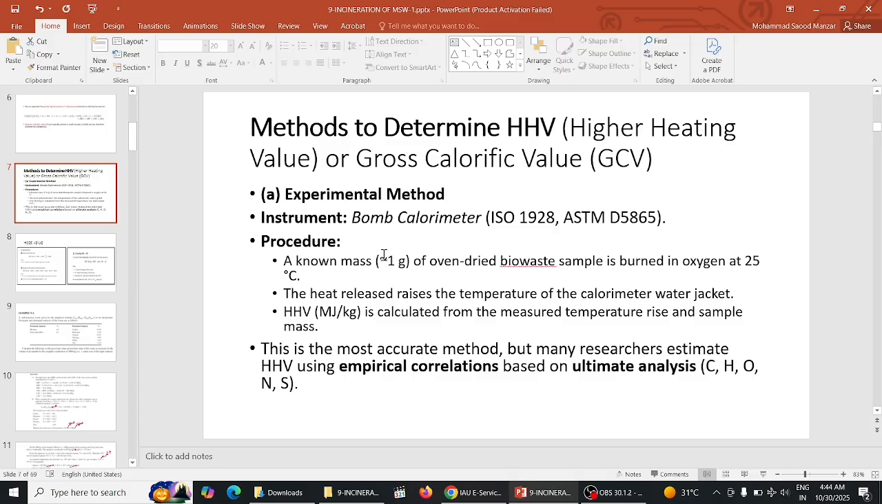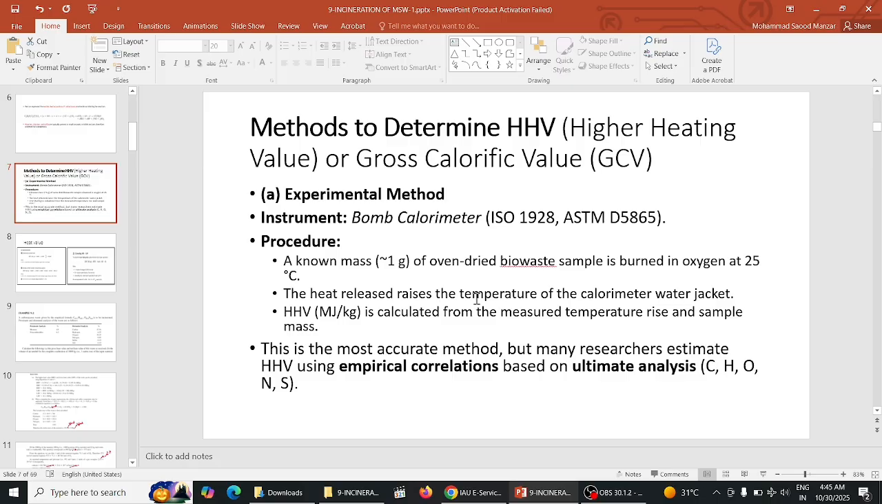Now we have another term, which is called LHV, the lower heating value. This is also called net calorific value, and this is the total energy release excluding the latent heat of vapor. That is, the assumption is that the water remains as a vapor. The higher heating value, or gross calorific value, is always greater than the lower heating value, or net calorific value.